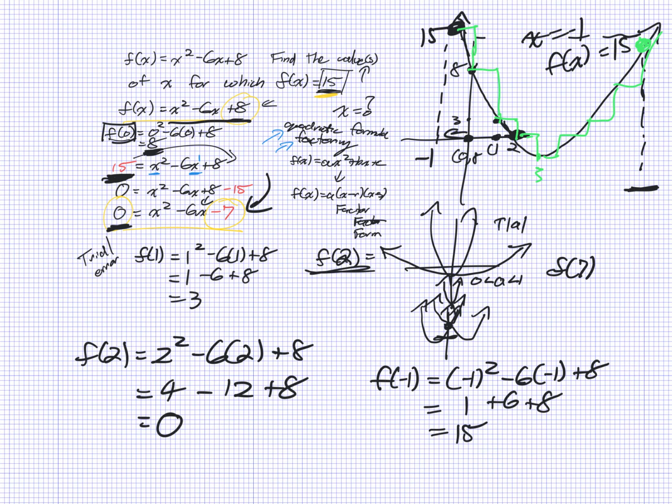We get 7 squared minus 6 times 7 plus 8. Okay? That gives us 49. Minus 6 times 7 is 42. Is that right? Yeah. Plus 8. Not quite what we want.